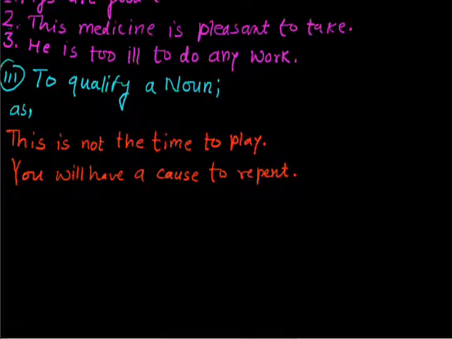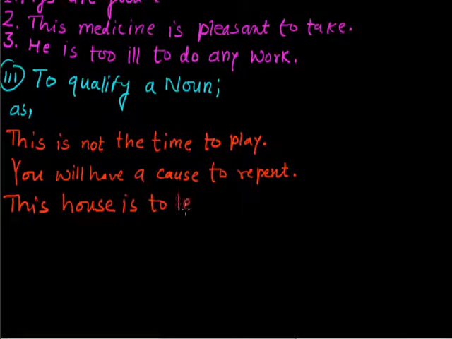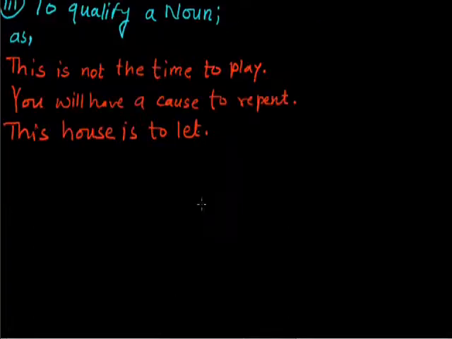Let's take one more example. This house is to let. House is the noun here, which is being qualified by the infinitive to let. Another specific use of the infinitive is that it can be used to qualify a sentence.